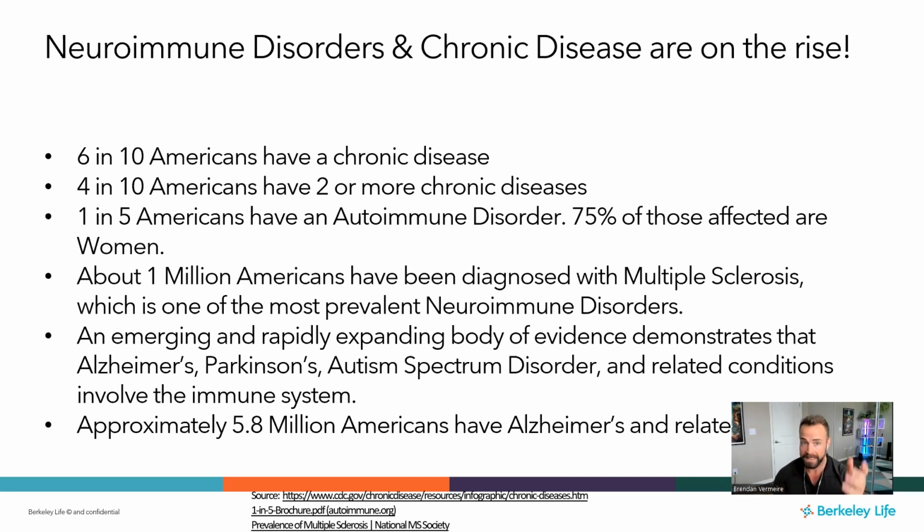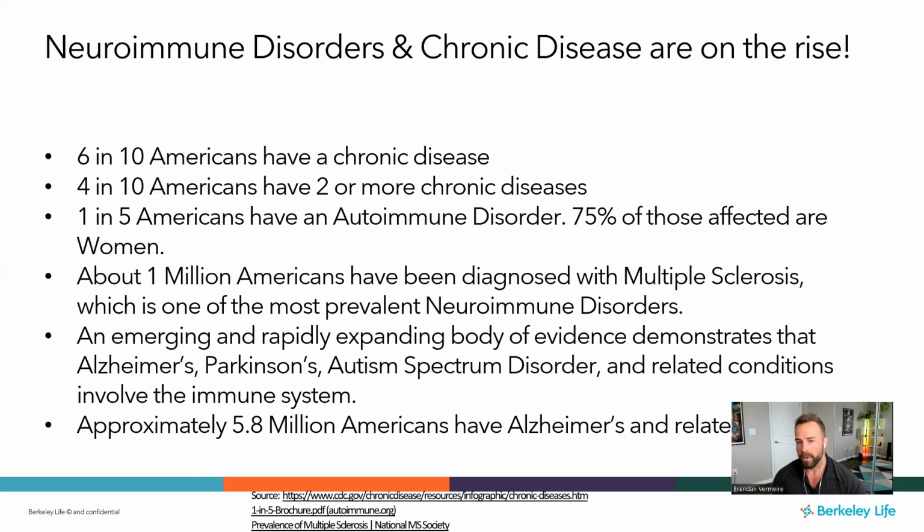So we see 6 in 10 Americans having a chronic disease, 4 in 10 having 2 or more chronic conditions, 1 in 5 Americans estimated to have an autoimmune disorder, and about 75% of these 50 million Americans affected by an autoimmune condition are women. So we see a much higher rate of American women being affected by autoimmunity than men. And there's certainly a number of theories as to why that is, a lot of estrogen receptor activity theories as well.